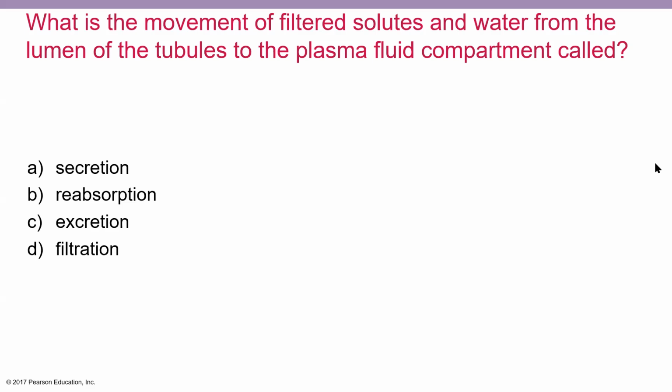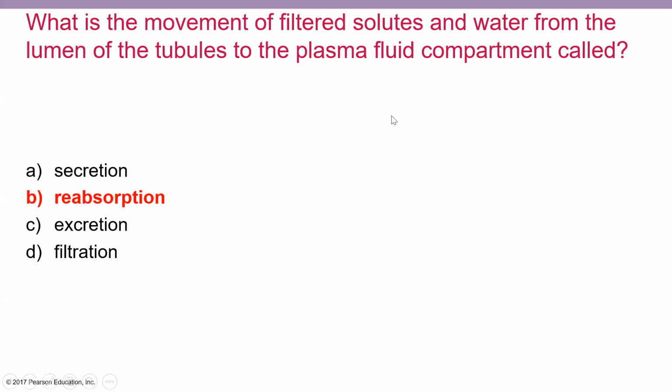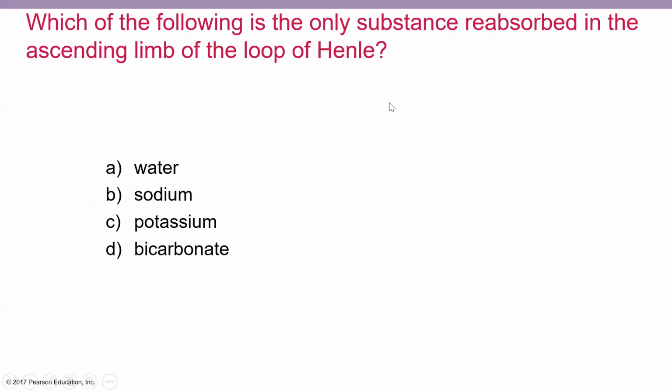And remember, filtration is only what takes place across the glomerulus. So the initial filtering of blood through the glomerulus, where it enters the first part of the tubule, that's what we call filtration, whereas secretion and absorption take place across the tubule and the blood vessels that are entangled with the tubules. Okay, not too bad. So the answer here was B, reabsorption. Let's look at another.